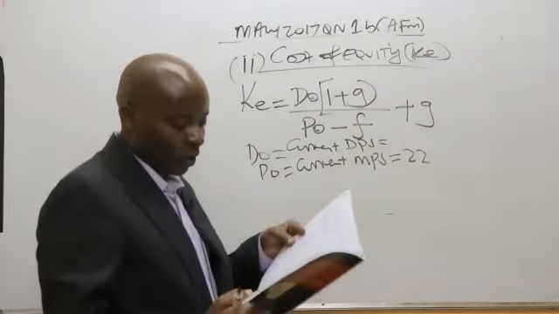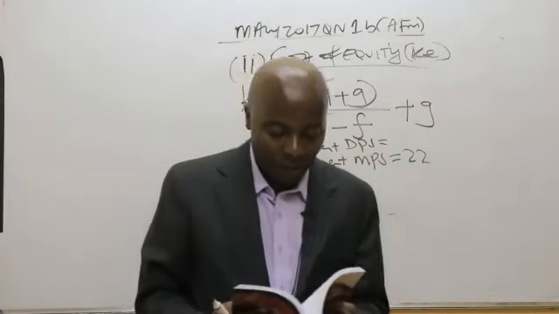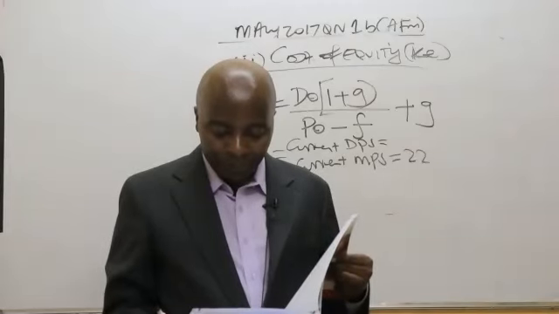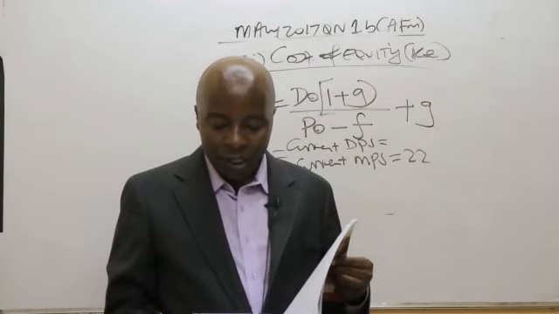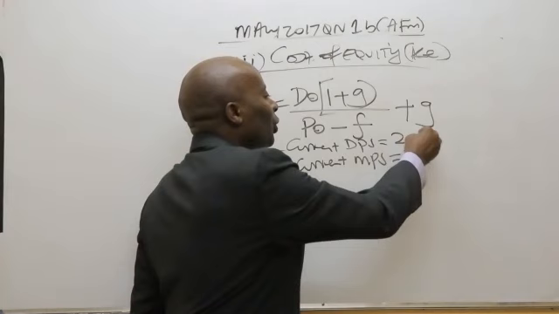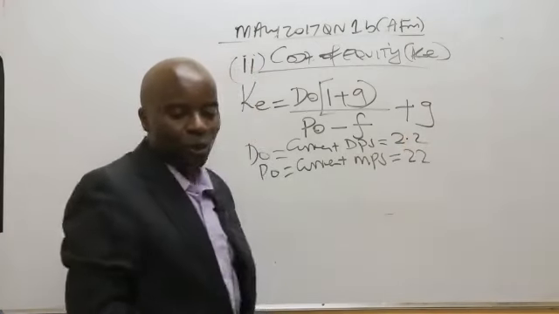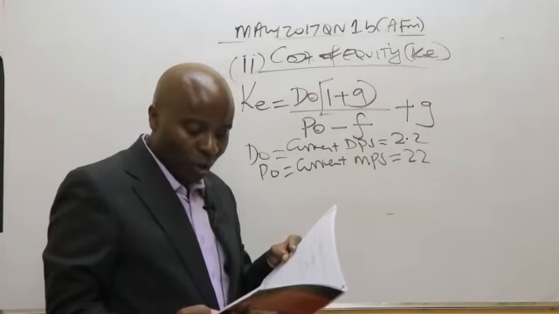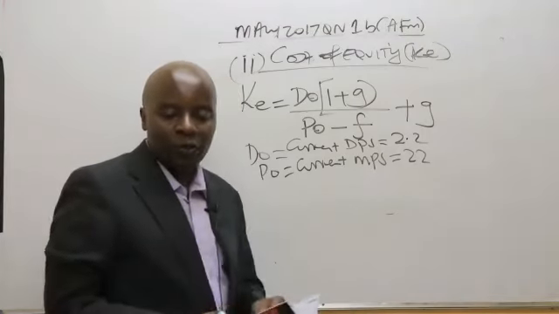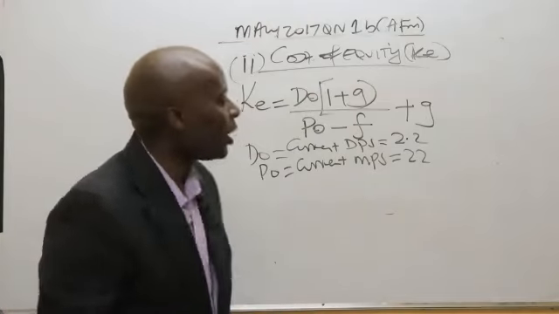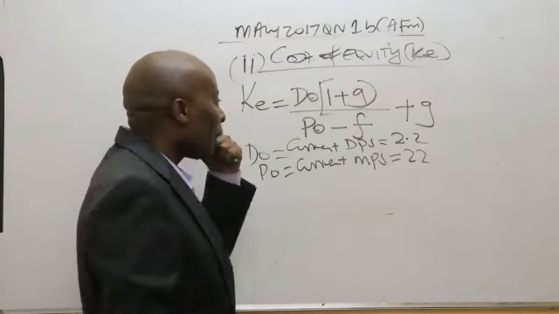And then if you read this very keenly, they're telling us that the last dividend on equity shares was paid at 2.2. So DO equals 2.2. And if you continue reading further, they have told us that the growth rate expected is 5%. G is 5%.